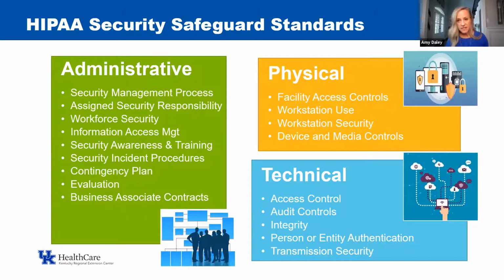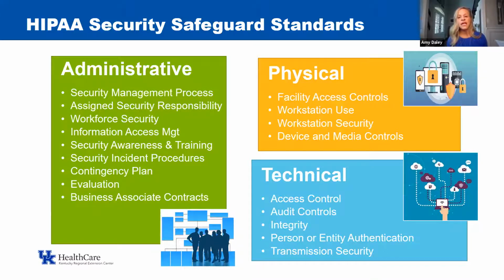So examples of physical safeguards would be locks, alarms, and workstation security measures, like cable locks and computer monitor privacy filters. And then workstation use policies are also physical safeguards that would ensure proper use of and access to your workstation, so your laptops, your computers.